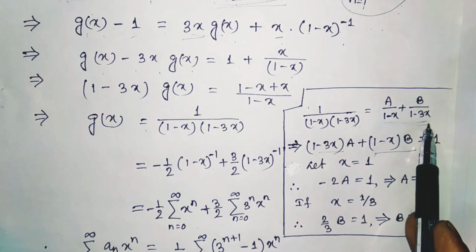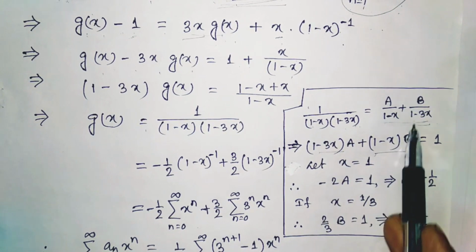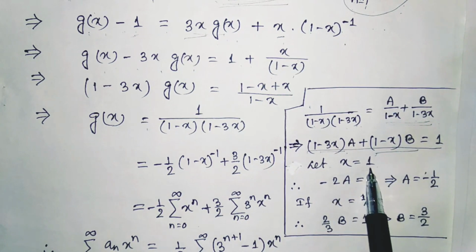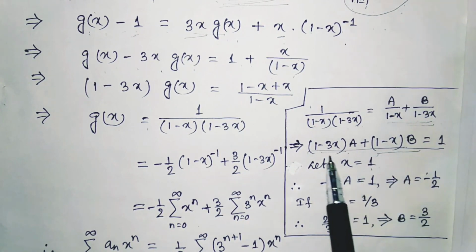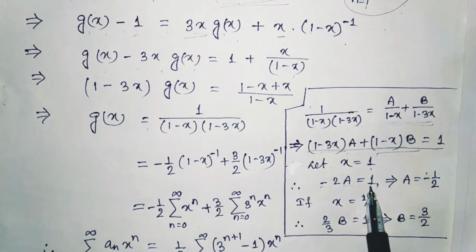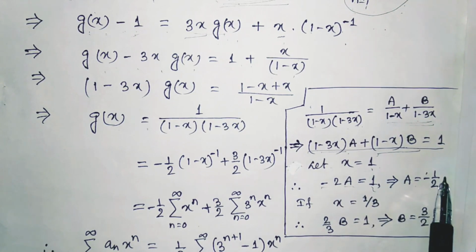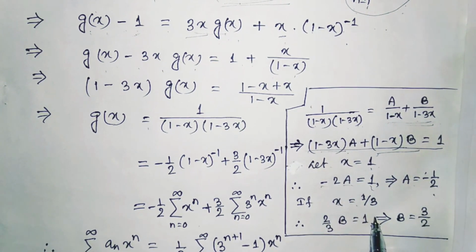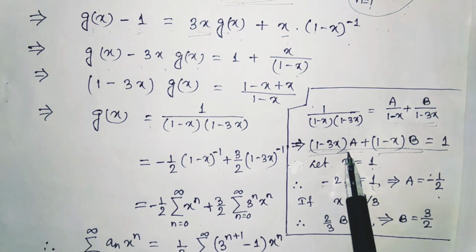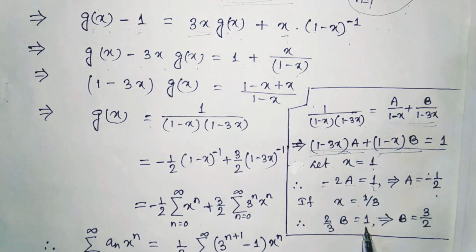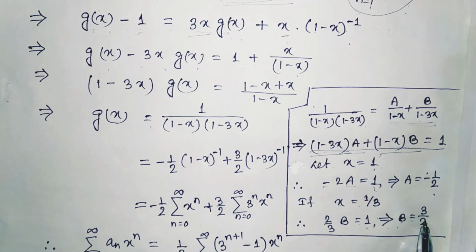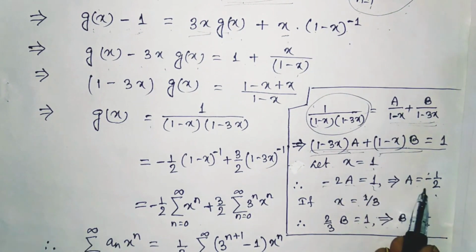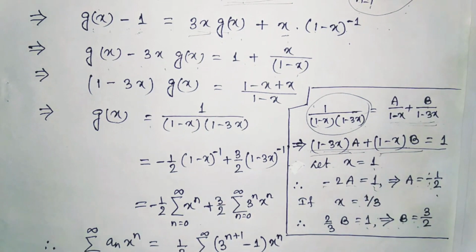That means we just take the LCM of this part and cancel, and we get this equation. Now if in this equation we substitute x equals 1, this part is 0, and we find minus 2a equals 1. Hence a equals minus 1 by 2. Now again in this equation, if we substitute x equals 1 upon 3, then this part becomes 0. So we find 2 by 3 into b equals 1, which implies b equals 3 by 2. That means this expression can be rewritten: instead of a we substitute minus 1 by 2, and instead of b we substitute 3 by 2.